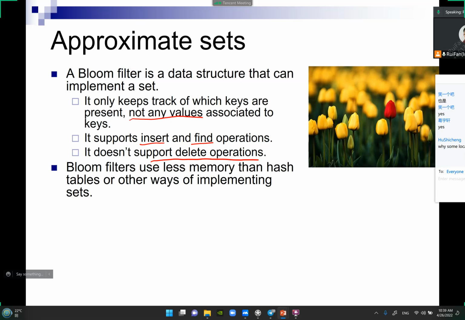So then why would we care about Bloom filters? If it's weaker than a hash table, why not just use a hash table? But the reason that Bloom filters are very widely used is because they use very little memory. They can use much less memory than hash tables.